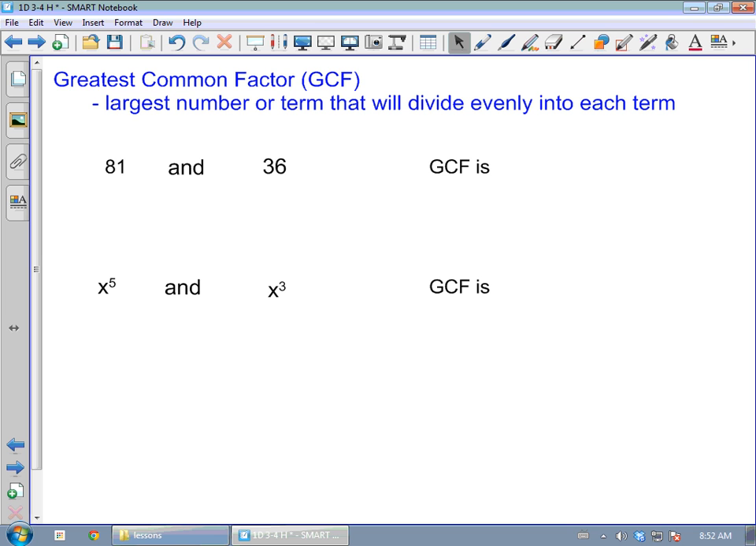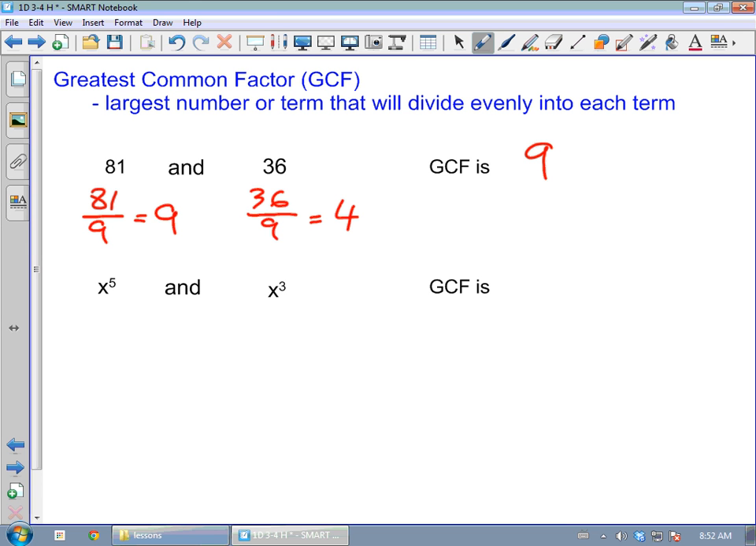Andrew, why is it 9? You're absolutely right. Why is that, Andrew? Yeah, I can think of it as 81 divided by 9 equals 9, so it divides evenly. And 36 divided by 9 gives me 4, so it divides evenly, because this 9 and this 4 don't have fractions or decimals or anything like that.